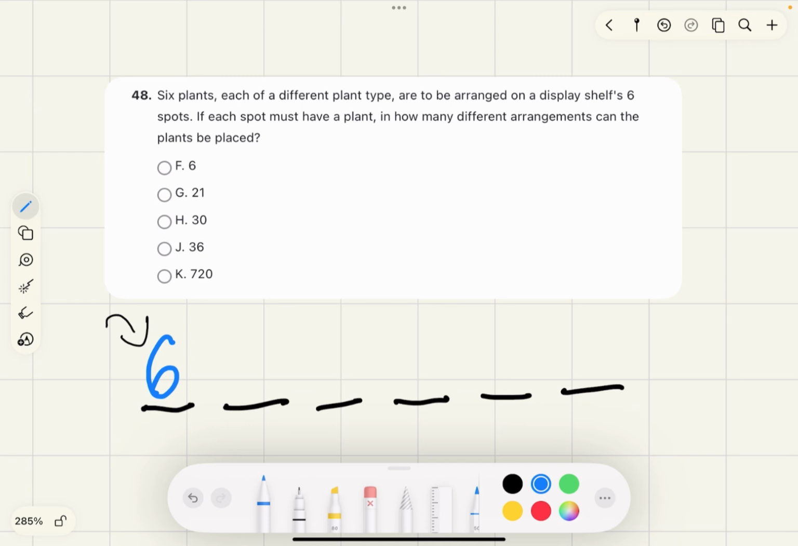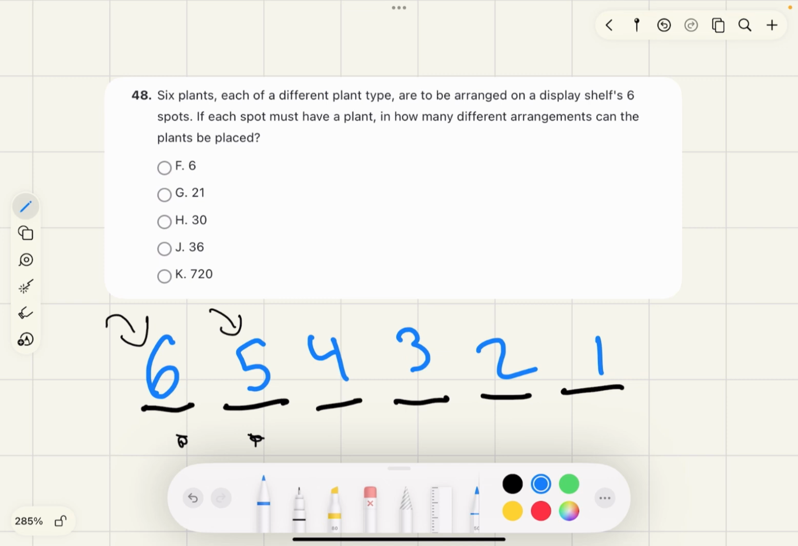But now that we've placed down one of those plants, let's say we placed down a rose, we can't reuse that rose since we've already used up one of the plants. So after we've placed it in its own spot, how many plants are there to choose from for this slot? 5, right? It's the same concept here. Now that we've placed down 2 plants already, how many plants are there to choose from? 4. And we could see the concept continuing. It would be 3, 2, 1.